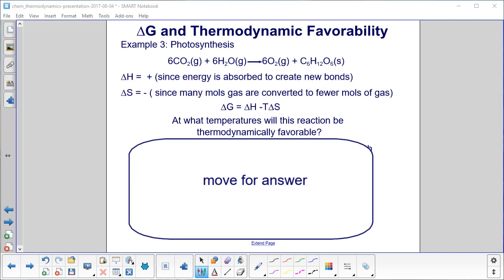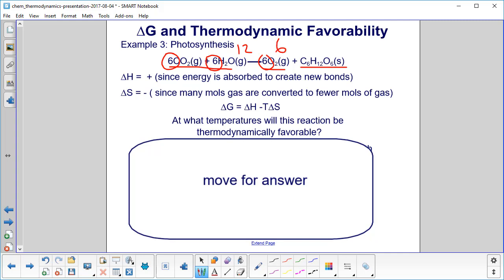Example number 3, photosynthesis, basis for life on Earth here, right? Carbon dioxide plus water yields oxygen and sugars. Delta H is positive since energy is absorbed to create new bonds. Change in entropy will be negative since many moles of gas are converted to fewer moles of gas. Well, let's just check that. We have 6 plus 6, that's 12. And on the right side, we just have 6 moles of gas.